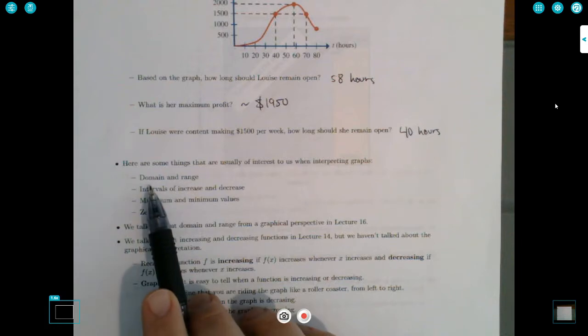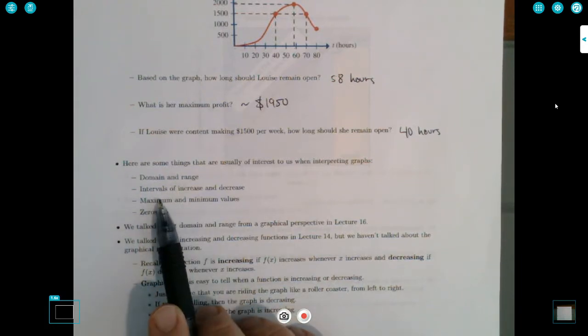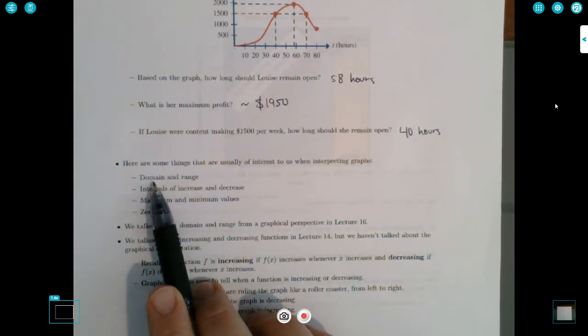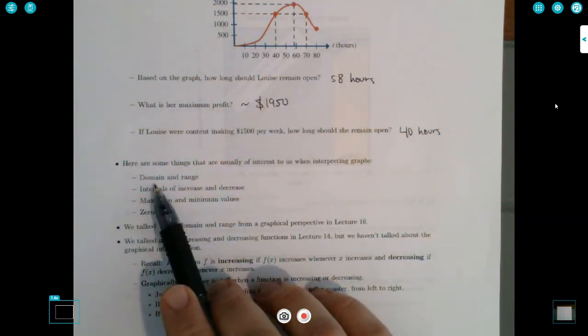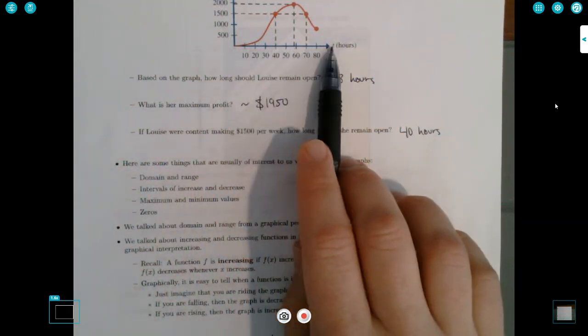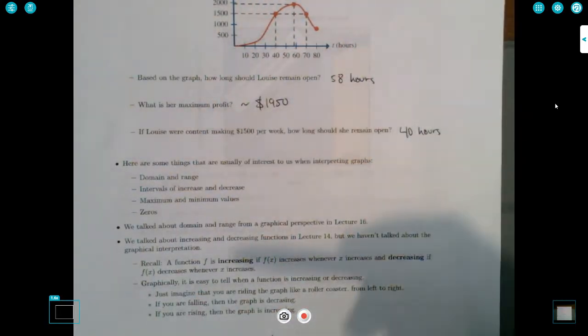Some things that are usually of interest to us when we're interpreting graphs are domain and range, because that tells us, in the case of Louise up here, how many hours she's considering remaining open. That's the domain. And what her possible profits are, that's the range, okay?